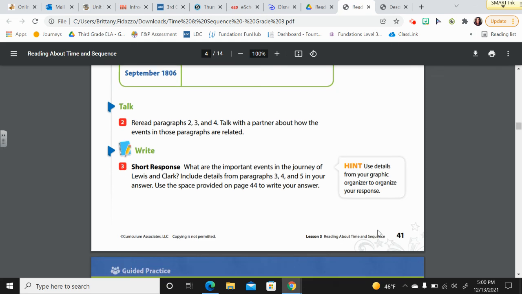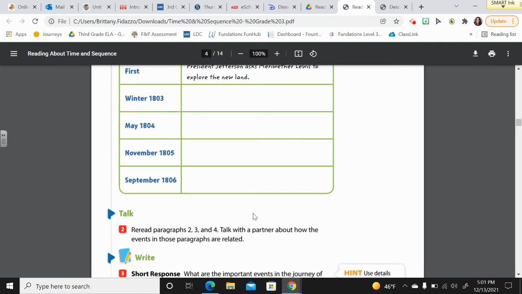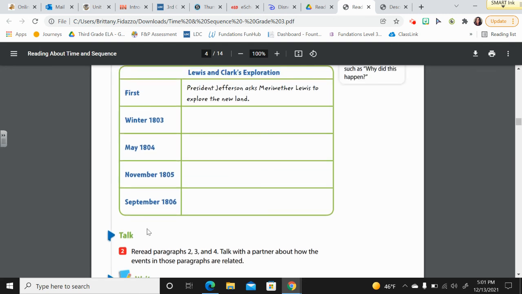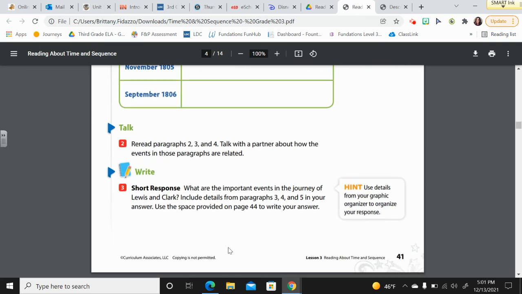Okay, we're going to jump down to where it says short response. And here is where you are going to use your RACES graphic organizer on the back page to write your answer. It says, what are the important events in the journey of Lewis and Clark? Include details from paragraphs 3, 4, and 5 in your answer. Use the space provided to write your answer. So this, boys and girls, what we just did up here in question 1 is a really good way to set you up for success with your written response.